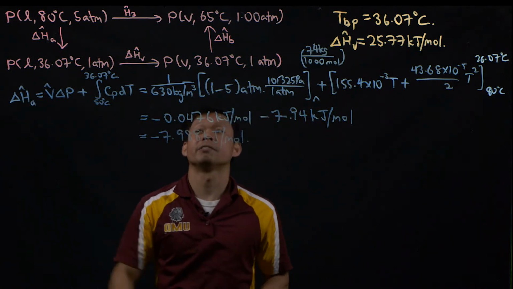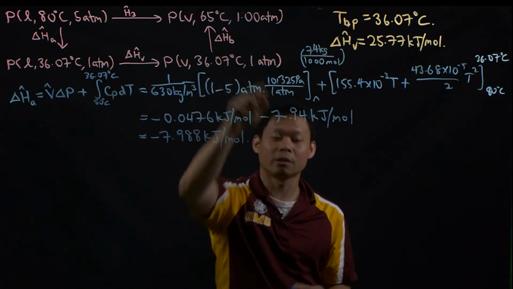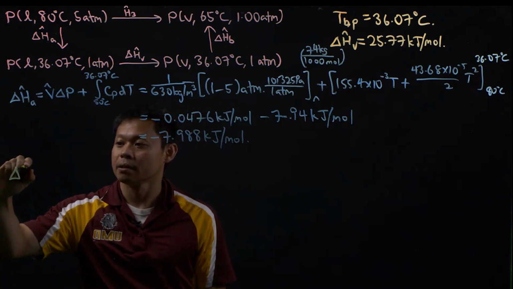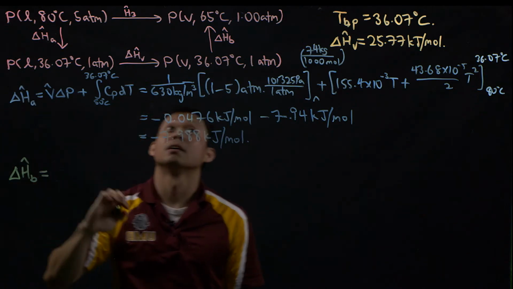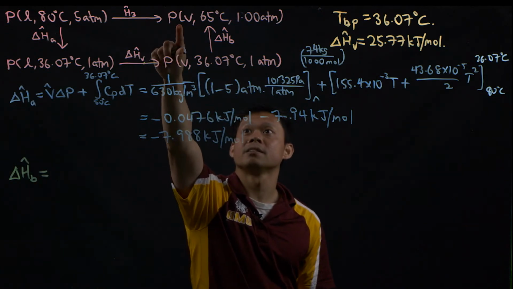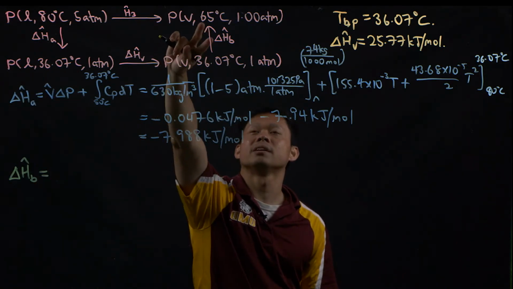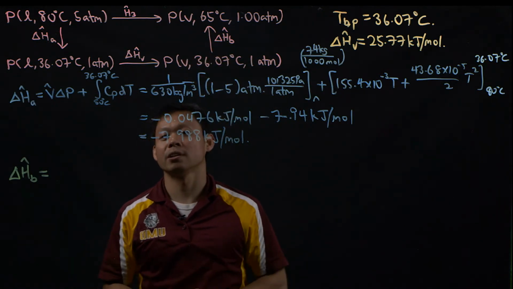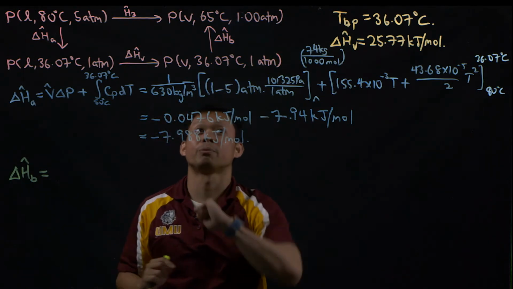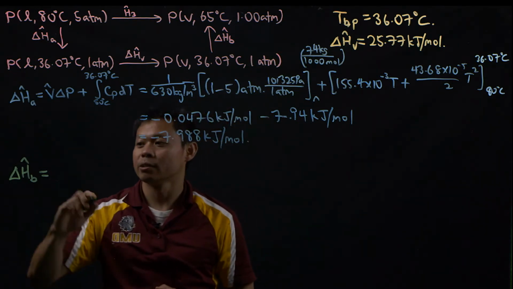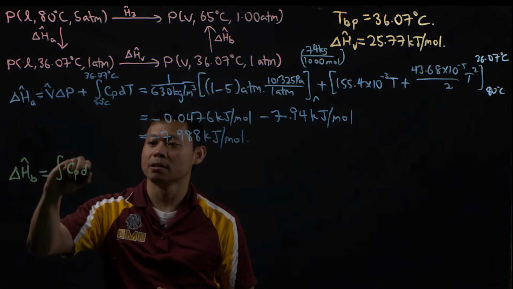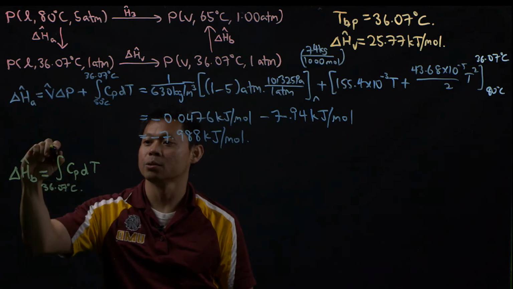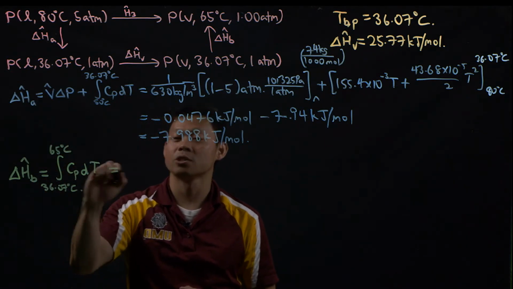All right, that is just one step of it. We have finished our delta HA. Now we need to do our delta HB over here. So our delta HB, what are we going from? We are at a vapor phase. We are just changing the temperature without changing the pressure. But since we are in the vapor phase in general, we're just going to assume ideal gas anyway, which has no effect of pressure. So for a delta HB, all we have is the CPDT going from 36.07 degrees C to 65 degrees C, and just do the integration.